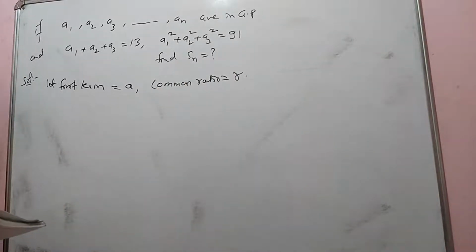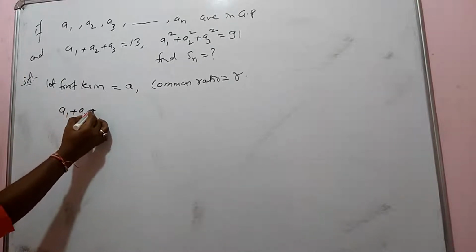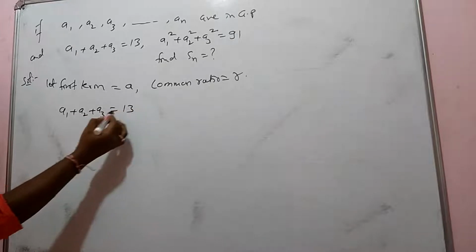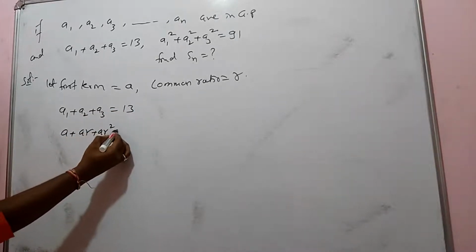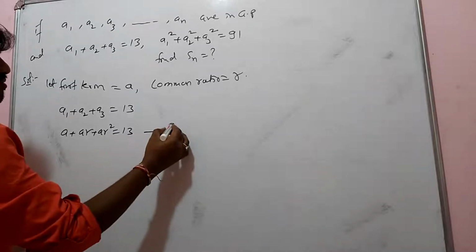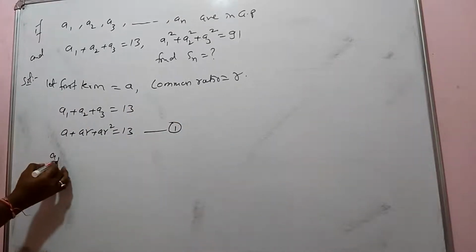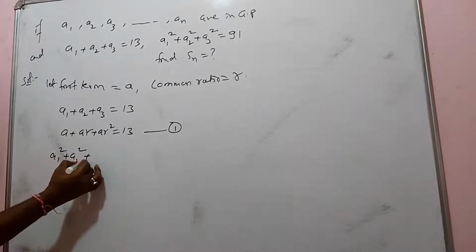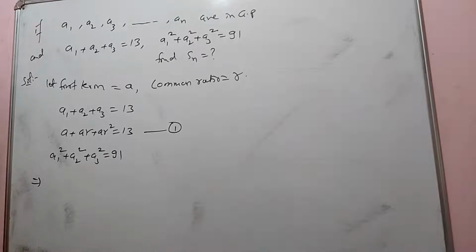Therefore, I can write the first term A1 plus A2 plus A3 is equal to 13, that is, I can write A plus AR plus AR square is equal to 13. Correct? Let us consider this as equation number 1. Then what you have here: A1 square plus A2 square plus A3 square is equal to 91. Can you tell me what A1 is here? A1 is A. That's right.